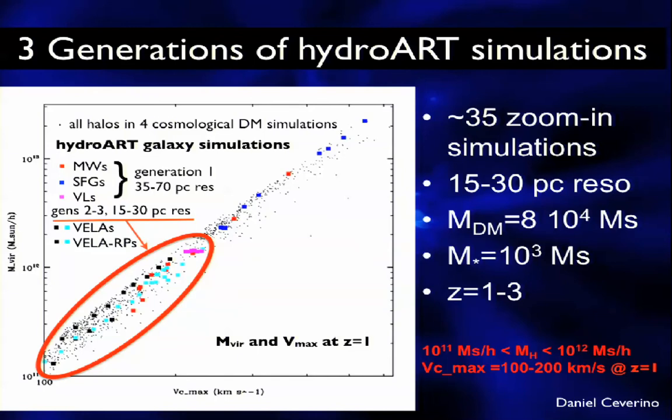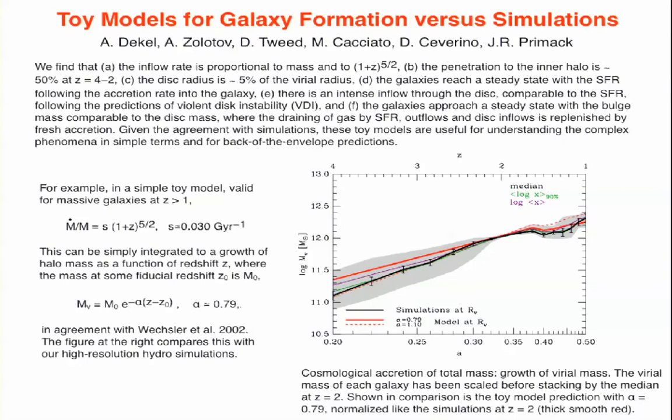So we've run a total of about 100 simulations so far, and we've got another bunch running now. And the latest ones are run at 15 to 30 physical parsec resolution. And they've been rerun, all of them, with a radiative pressure feedback. And we have a paper that tries to, in a very simplified way, account for the key features of the simulation.